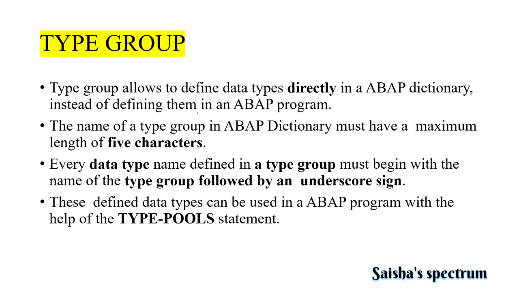A type group allows us to define data types directly in the ABAP dictionary instead of defining them in an ABAP program. The name of a type group in ABAP dictionary must have a maximum length of 5 characters, and every data type name defined in a type group must begin with the name of the type group followed by the underscore sign. Also, the type groups can be used in an ABAP program with the help of a type pool statement.